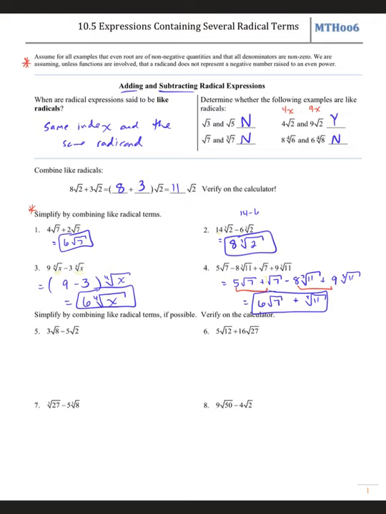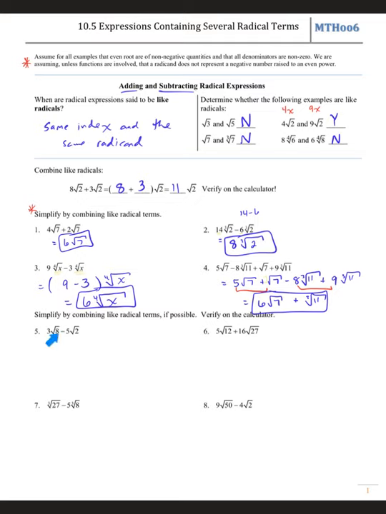Okay, so now the next one we have to do is we need to simplify by combining if possible, verify in the calculator. Again, you should be checking all of these on the calculator. Type in your original into the calculator, type in your answer, and you should get the same value. Ones that have something like an x, you can fill in any value for x.